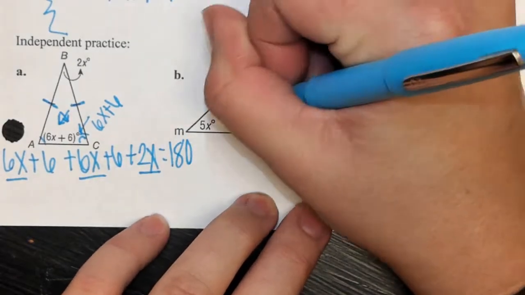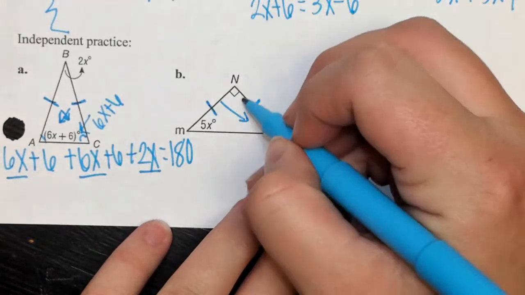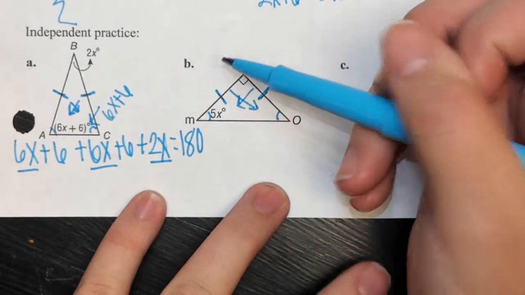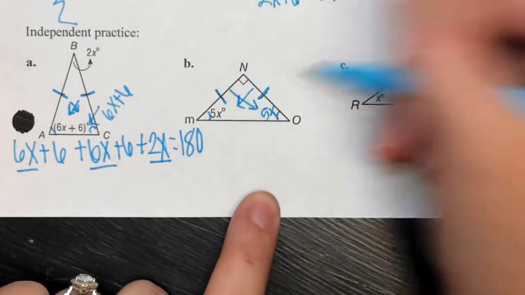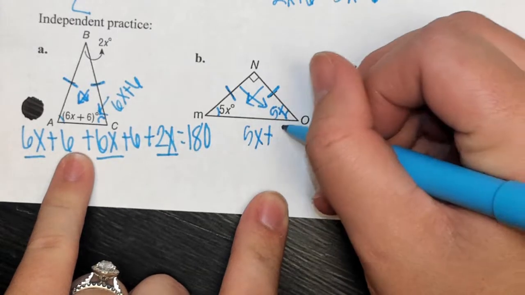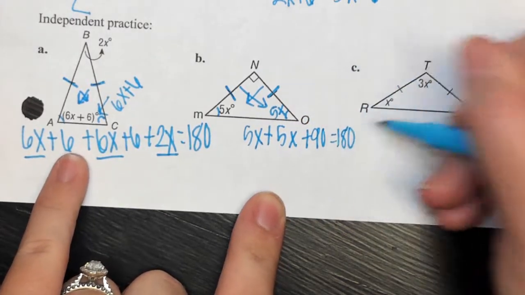Okay, this side's congruent to this side. Across from this side is angle O. Across from this side is angle M. So they're congruent. Well, if M is 5x, then this side also has to be 5x. So we know 5x plus 5x plus 90 equals 180.